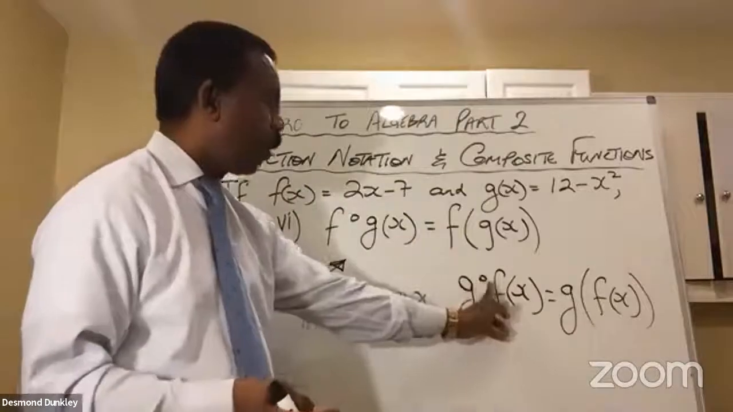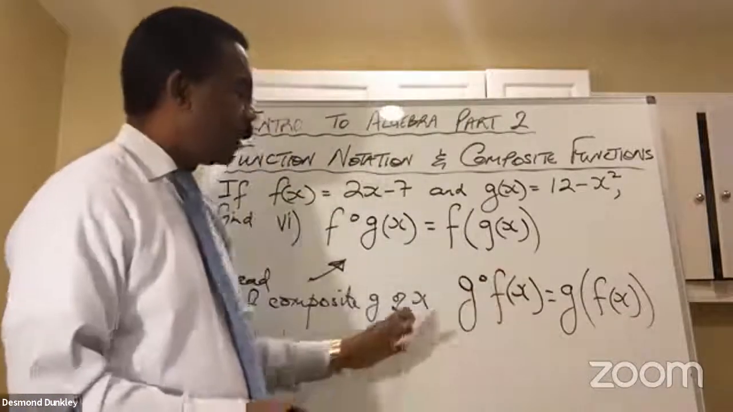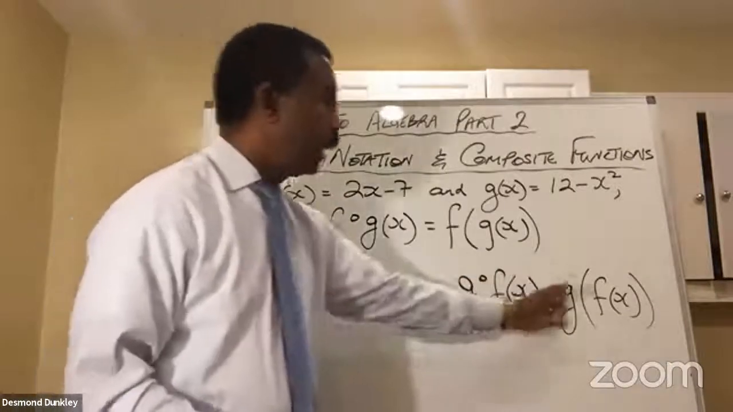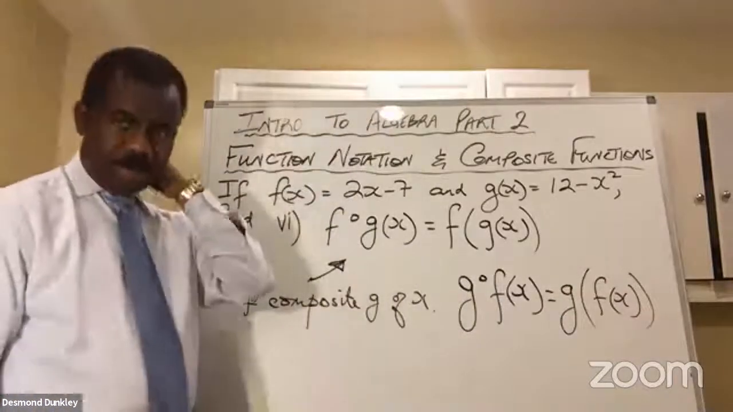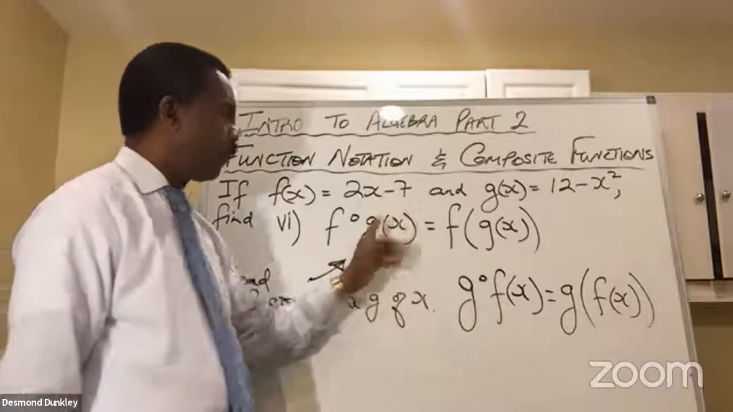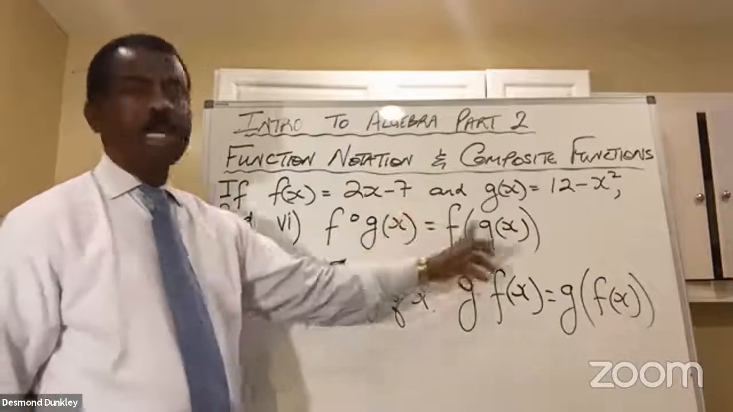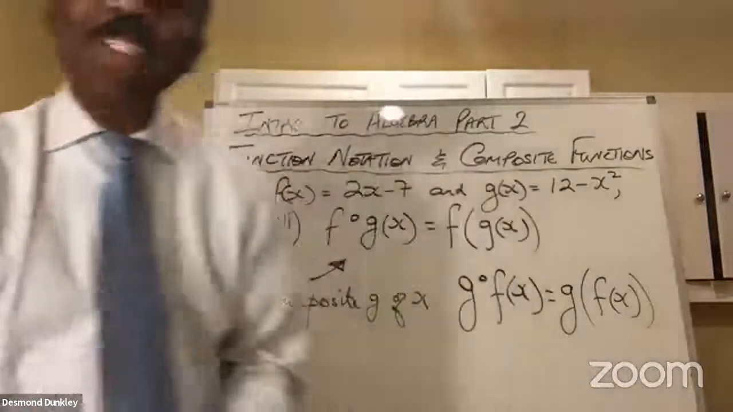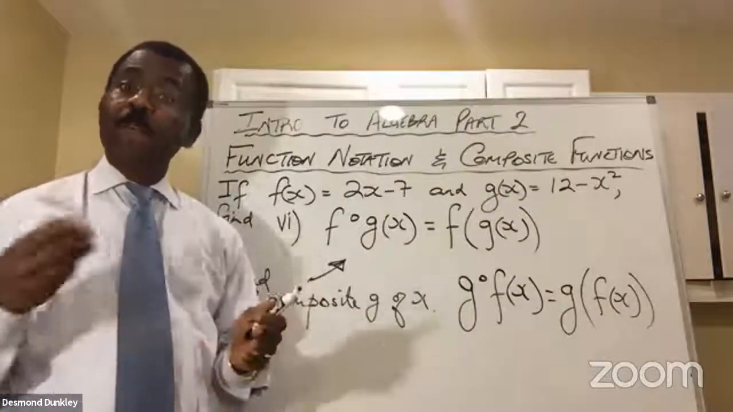Why? Because we work from the inside out. G composite F of X means G of F of X. So whatever is closest to the x goes first, and then we do the second function afterwards. Okay? And now I'm going to finish this section by showing you how this would become really complicated very fast.